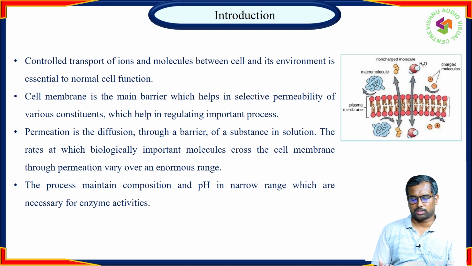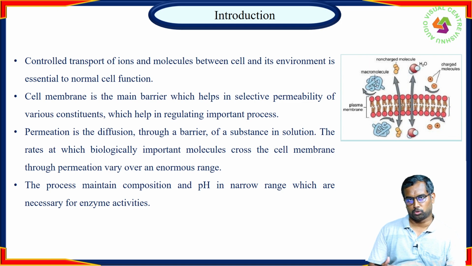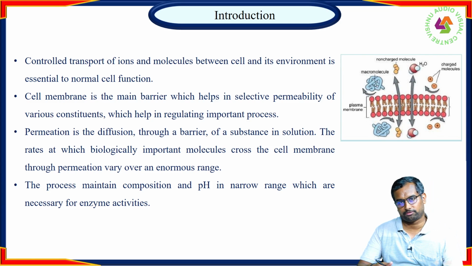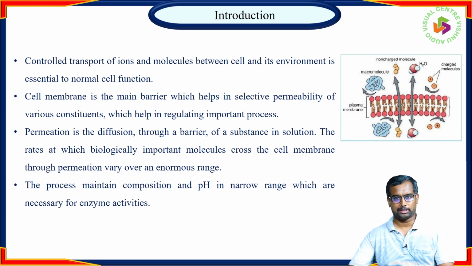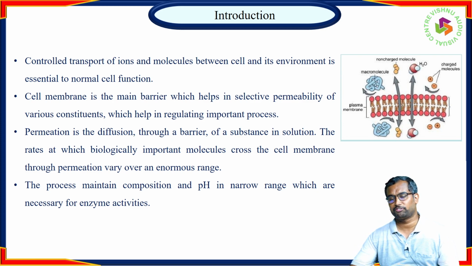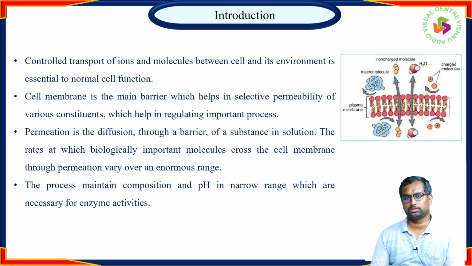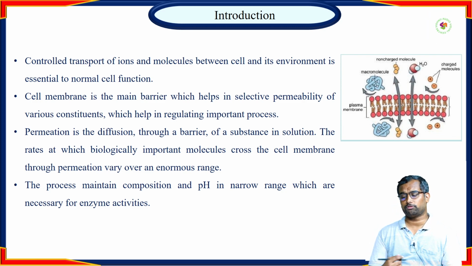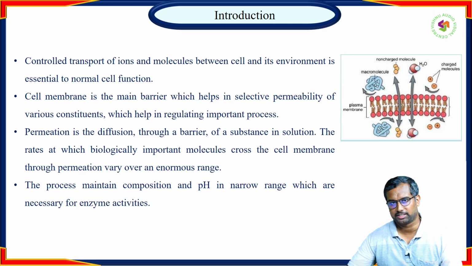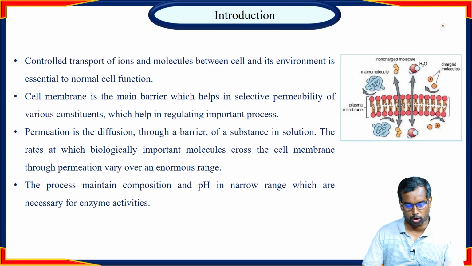Coming to the main introduction, the cell membrane is the main barrier which helps in the selective permeability. What we mean by permeability is the movement of any particular component across the different sections. This movement might take place due to different differences. The main difference that we will be talking about is the concentration difference of these particular components. The flow of these particles across the cell membrane helps in the regulation of the concentration of these individual particles that are present within the cell and its environment.